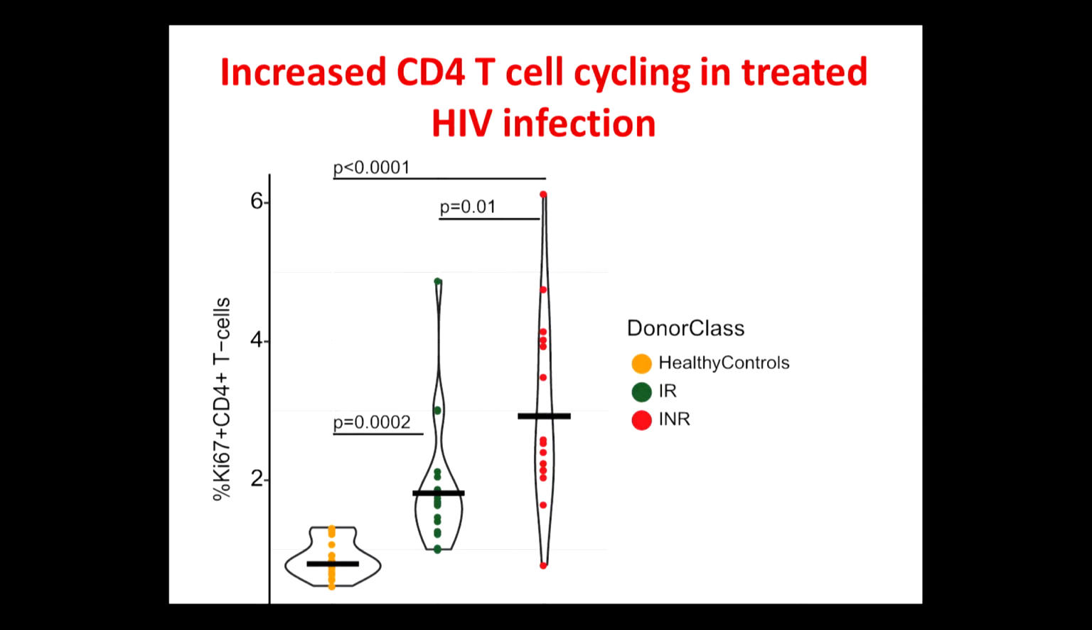So on this slide, we have the frequency of cells that are Ki67 positive, meaning that they're in cell cycle now or just recently have been in cell cycle. This is in healthy controls. This is in people who are immune responders, IR. And these are people who are immune non-responders, INR. And you can see these numbers are elevated. We demonstrated this 7 years ago, and other groups have found the same thing. This is in another cohort showing exactly the same thing as we saw earlier.